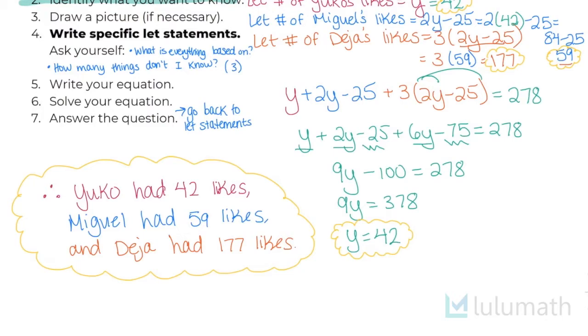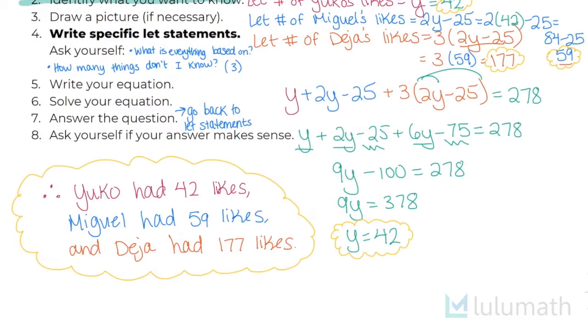So therefore, Yuko had 42 likes, Miguel had 59 likes, and Deja had 177 likes. And then lastly, we have to ask ourselves, does our answer make sense? Well, it does make sense to have 42 as a number of likes, 59 and 177. These are all numbers of likes that we can get.